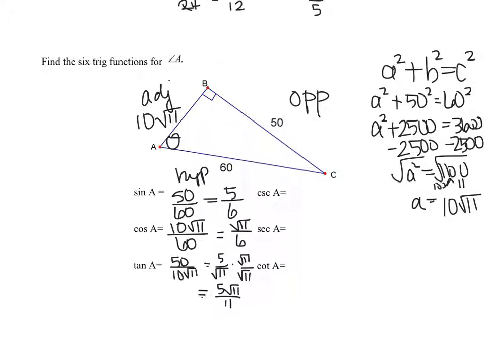Now for cosecant, secant, and cotangent, we're just going to do the reciprocal of the fractions we just found for sine, cosine, and tangent. So cosecant is the reciprocal of sine, so it's going to be 6/5. Secant is the reciprocal of cosine, so it's going to become 6 over square root 11, which when rationalized is equal to 6 square root 11 over 11. And then cotangent, if we use our first trig ratio of 5 over square root 11 and take the reciprocal of that, we get square root 11 over 5. And those are going to be the 6 trig ratios for angle A in our right triangle.